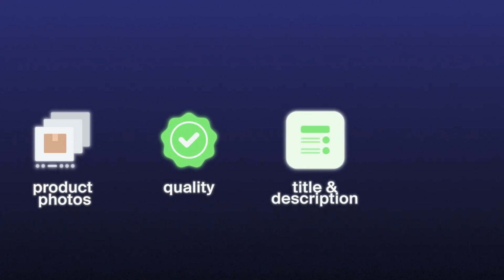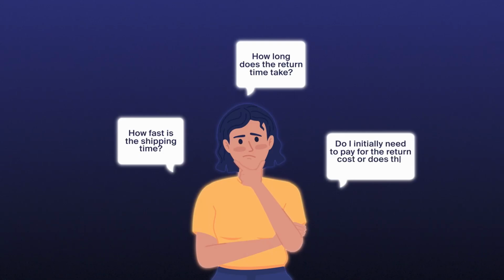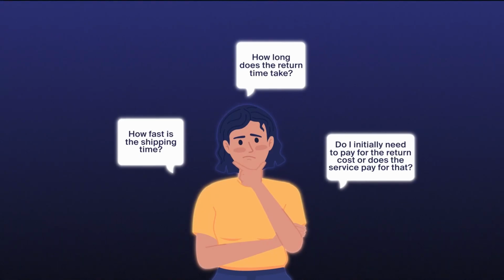So it's super important that people not only see the product photos and the quality and the title and the description of the product and the price. No, they also make decisions like how fast is the shipping time, how long does the return take, do I initially need to pay for the return cost, or does the service or the website pay for that? So these kinds of things you also need to keep in mind, that the top 1% of advertisers have a top level of service, not only when it comes to a great product quality, but also when it comes down to the optimization on the product page in terms of the pricing, title, appealing images, and the trust, as I explained in mistake number 3 as well.